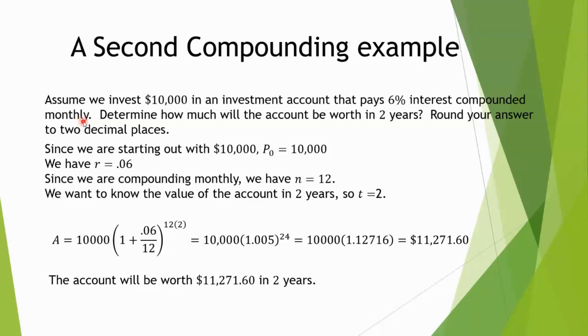So let's determine then how much will be in this account 2 years later. Okay, that's cool. So we invest $10,000. That's our initial amount, our principal. That's what our P0 is. The percent, you want to convert that to a decimal. That's what our R is. Now we're compounding monthly, once a month. So that means in a year, it's going to get compounded 12 times. So N is 12.